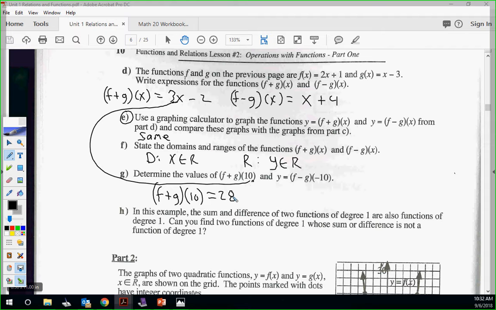F minus g, put a negative 10 in. So we'll put this negative 10 right there. What's negative 10 plus 4? Negative 10 plus 4. Come on, let me make you guys say something. Negative 6. Okay, negative 6. All right, we're waking up. That's fine.